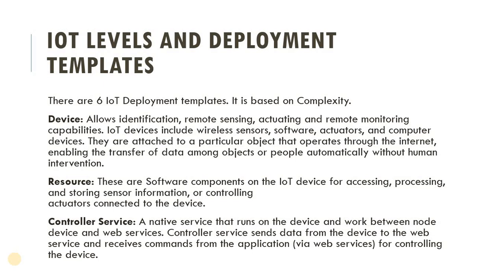The third is controller service. Now it is a native service that runs on the device and works between the node device and web services. Controller service sends the data from device to the web service and receives the command from the application for controlling the device. So the controller service controls the activity, like it sends data from the device, and with the help of web service the data will be sent to the application. Same as from the application, with the help of web service the controller service will provide data to the device.